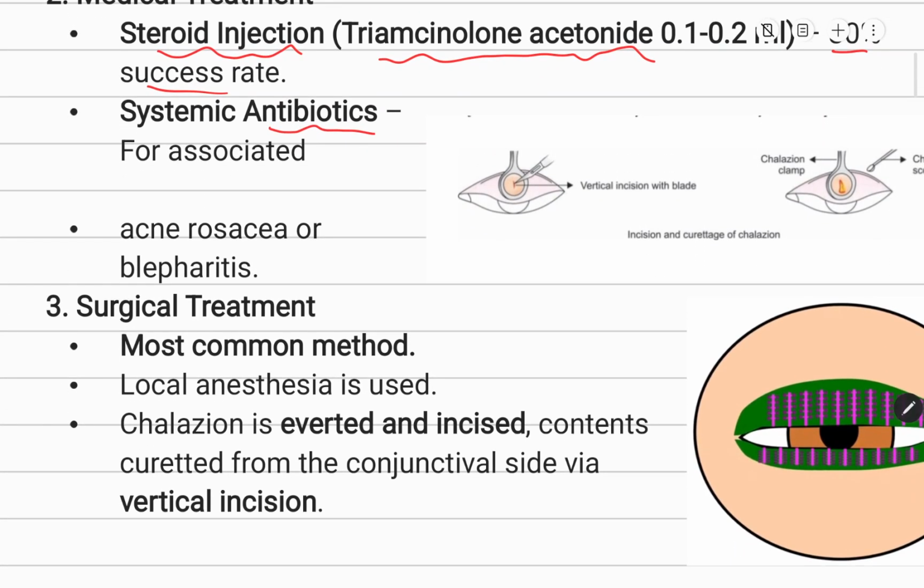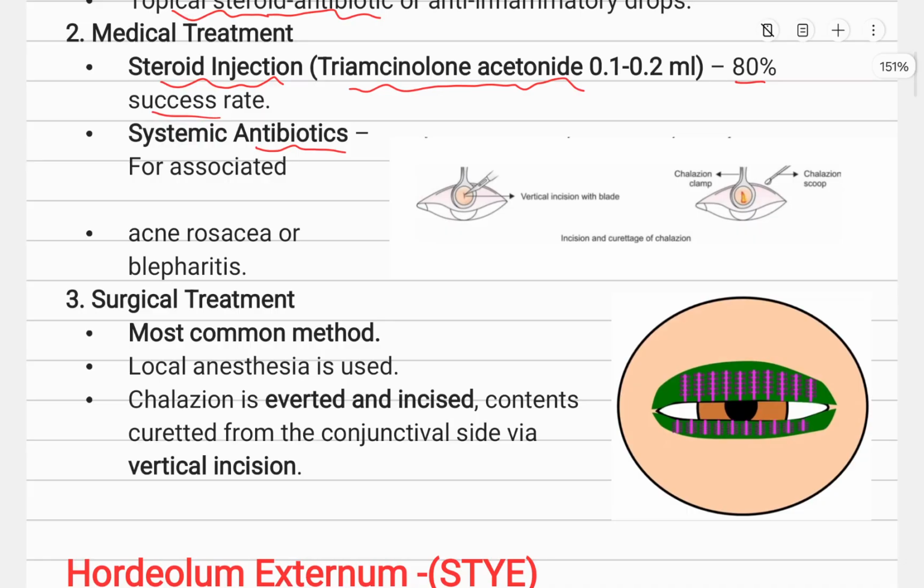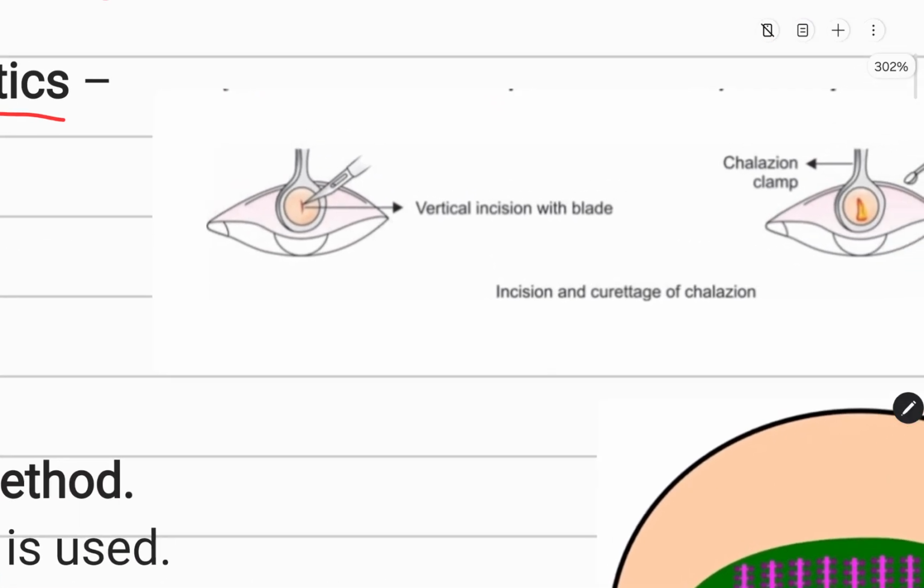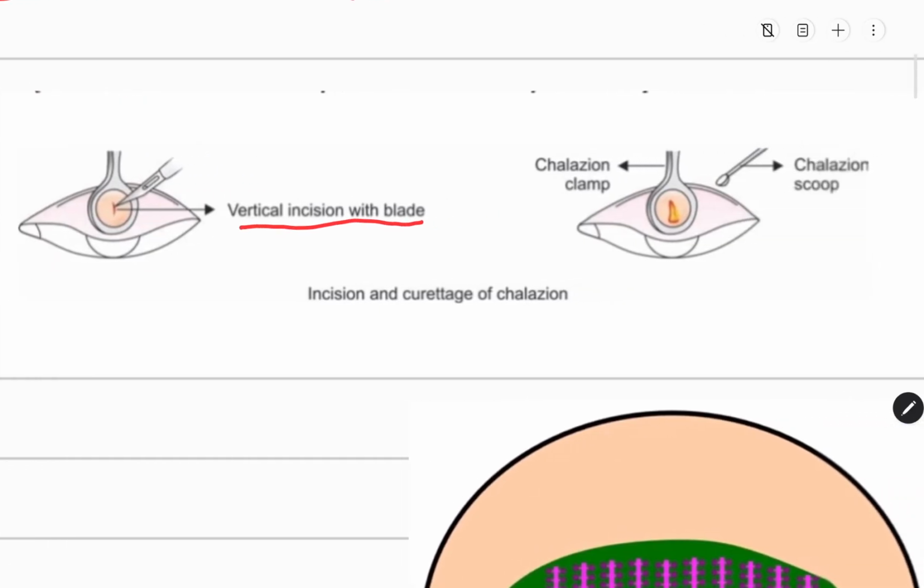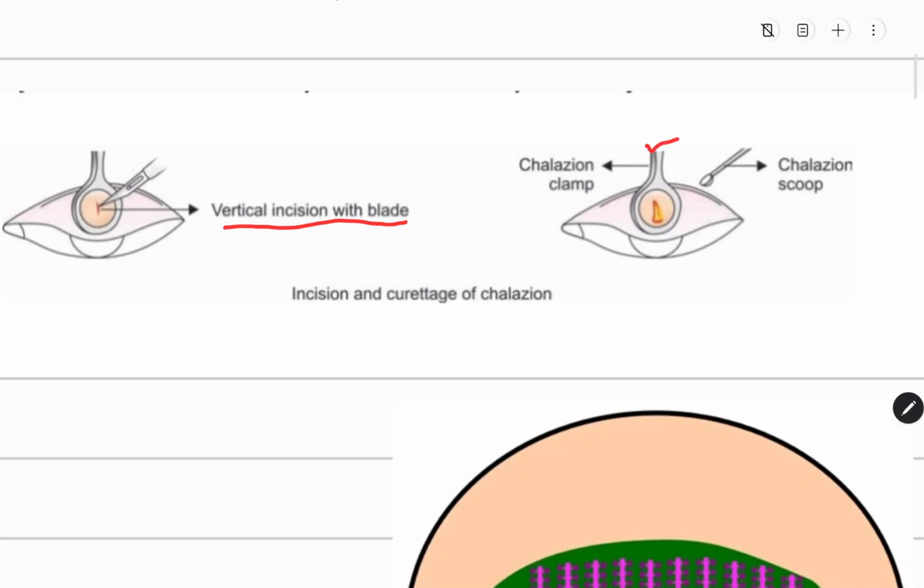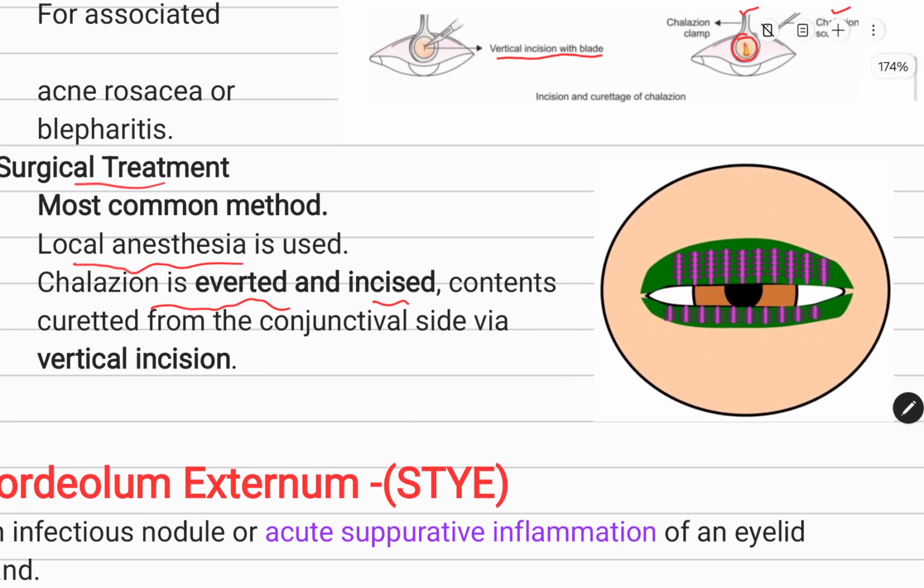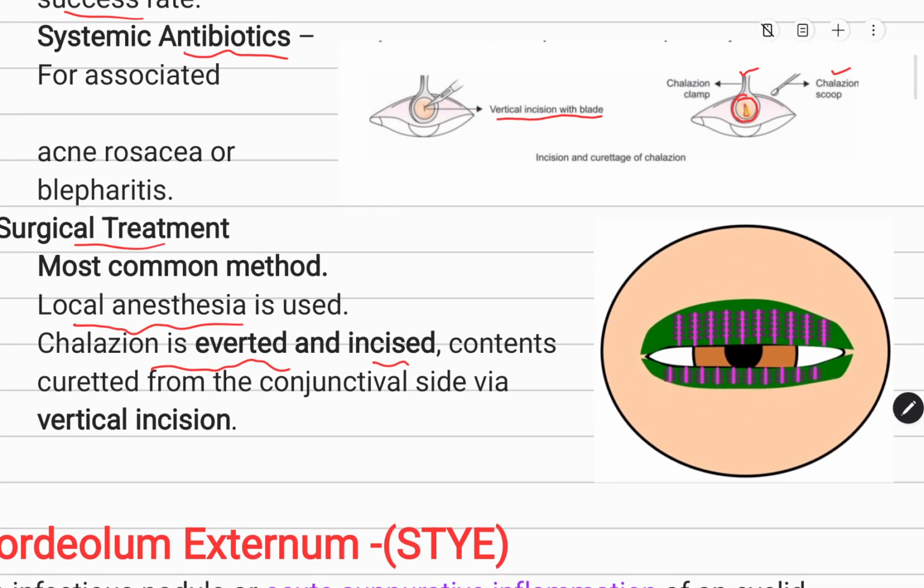The other and the main treatment, which is the most common, is surgical treatment. So we give local anesthesia, then the lesion is everted and incised. As you can see in this picture, we evert the lesion, then we give a vertical incision with a blade. So this is the chalazion clamp, we place it over the lesion, and this is the chalazion scoop, with which we remove the content that is present in this inflammation. Okay, the main thing is we give the vertical incision.